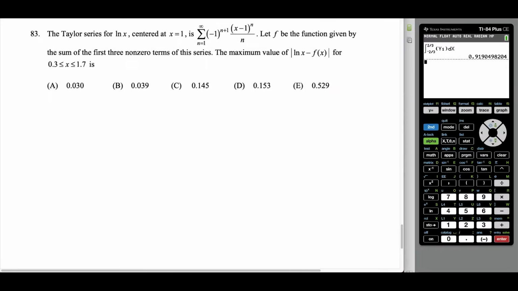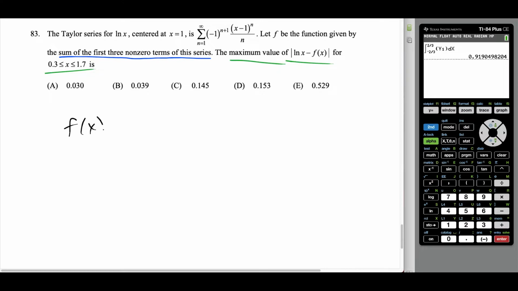So for question 83, we have a Taylor series for natural log x, and f is a function given by the sum of the first 3 non-zero terms of the series, and we want to know what is the max value of the absolute value of natural log x minus f of x on this interval. Now, your first instinct might be to go for the Lagrange error bound, but that's going to be way too much work, and for this question we get a calculator. We want to know what is the maximum value of ln x minus f of x.